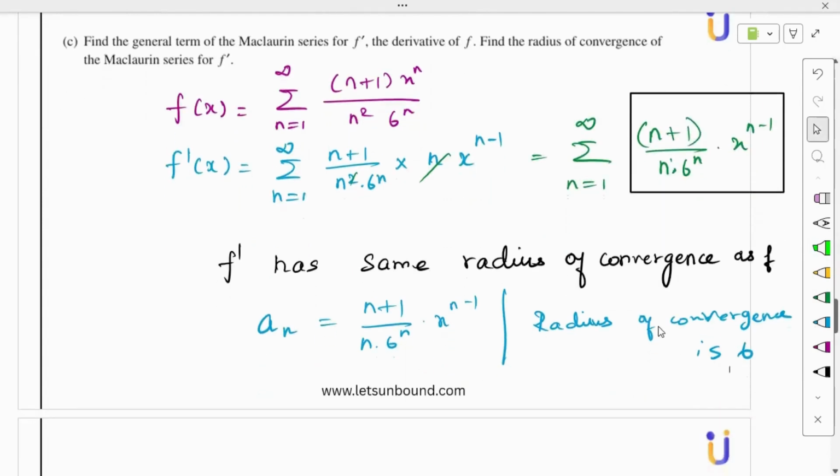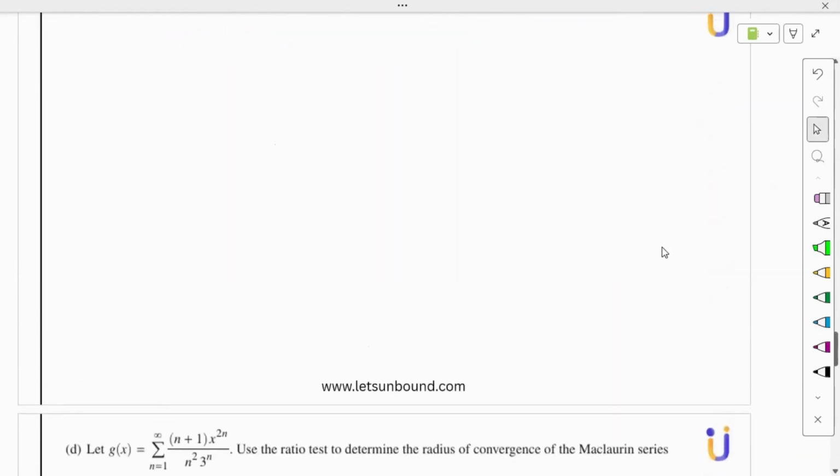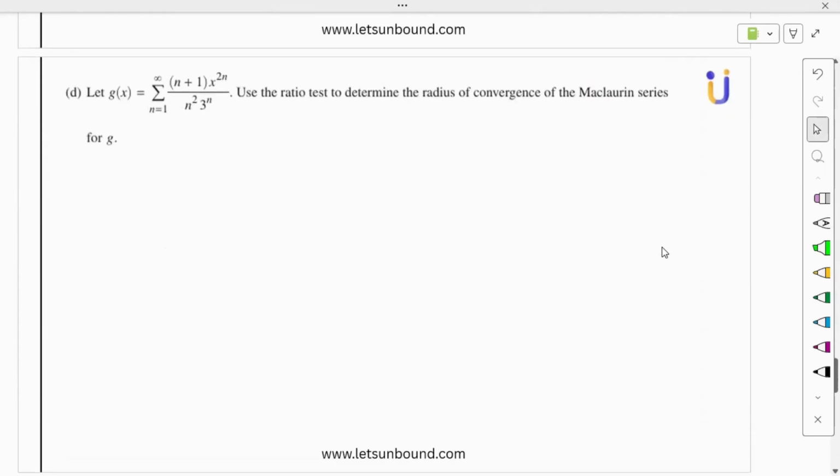Now, so this is all about part C. Moving to the last part, part D. Let g of x equal sigma n is 1 to infinity, n plus 1 by n square, x power 2n. So this is some other series that we can see. Use the ratio test to determine the radius of convergence of the Maclaurin series for g.